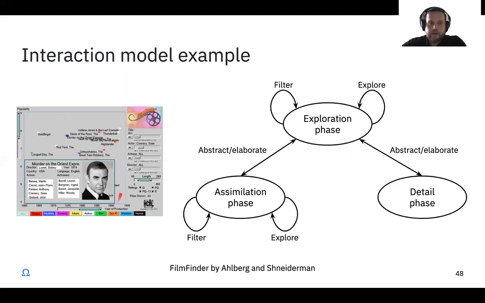We're focusing on one particular film at a time, and here we cannot filter, because we see all the information. We cannot really explore here. We just read the tooltip, right? And we can navigate between the phases by abstract and elaborate. So we can go back from detail to exploration and back from exploration to assimilation. So I would stop here. Are there any questions related to this example?